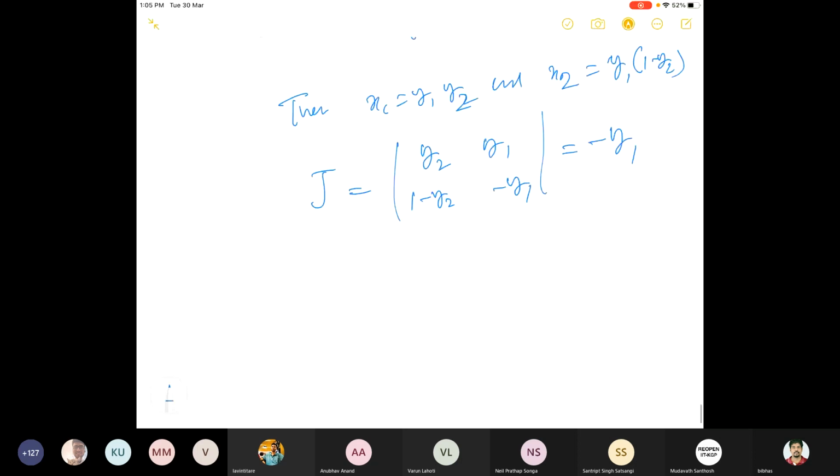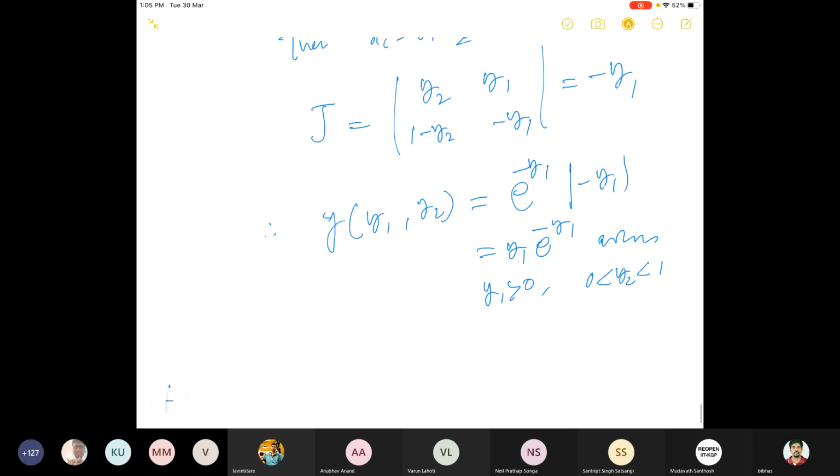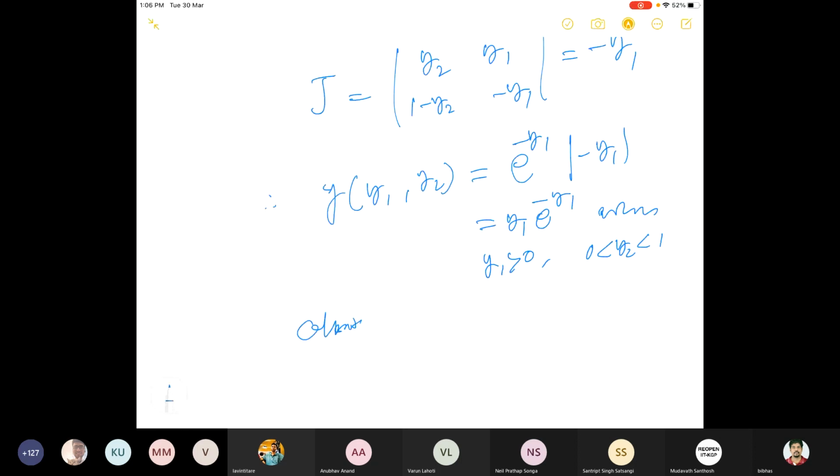Therefore g of y1, y2, the joint PDF of y1 and y2, will be equal to e to the power minus y1 times mod of minus y1, which is y1 e to the power minus y1, when y1 is bigger than 0 and 0 less than y2 less than 1, and otherwise g of y1, y2 is equal to 0.